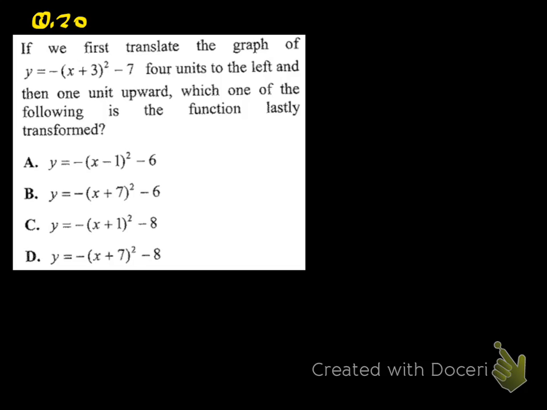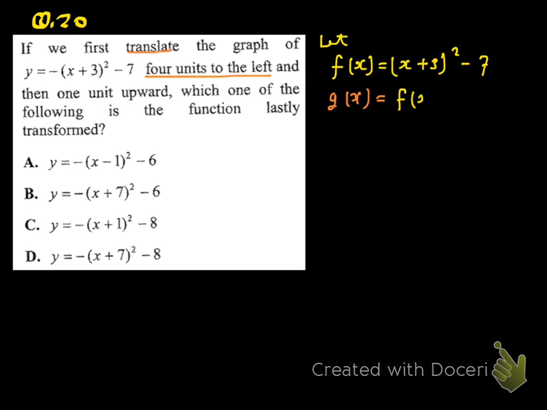Now this question is about the transformation of a graph. So let's follow this step by step. Here's my f of x as the y value, and then it says it goes to the left by 4 units. So g of x now must be f of x plus 4, and then it says go up by 1 unit, so that will happen afterward, plus 1.